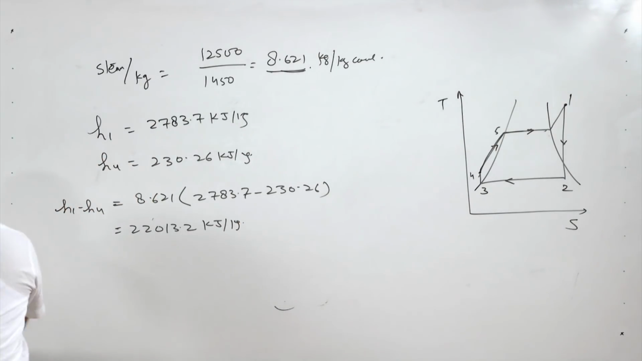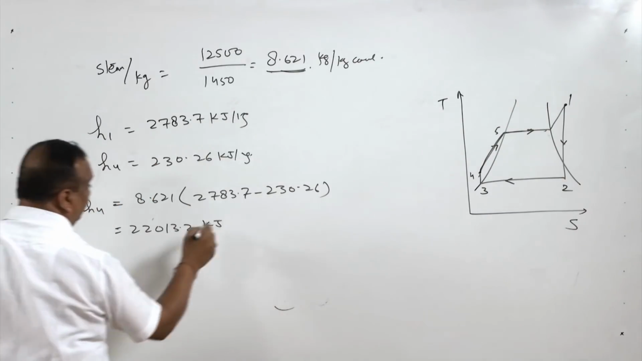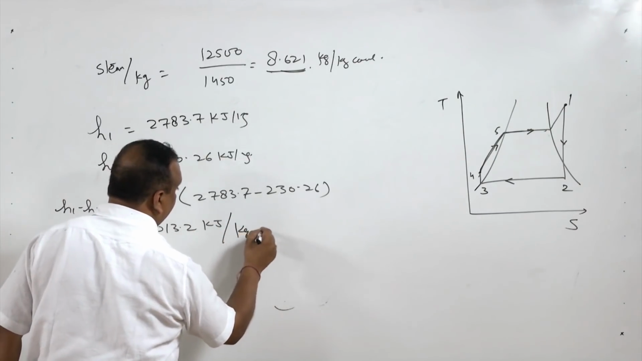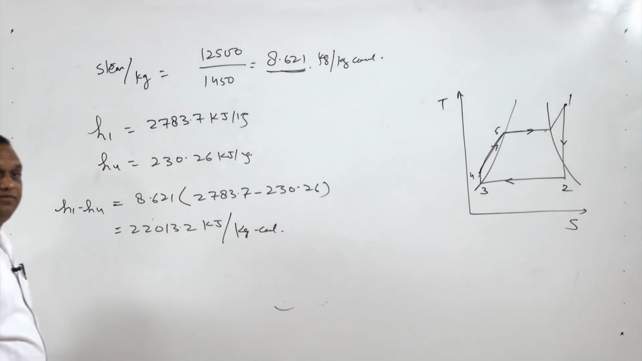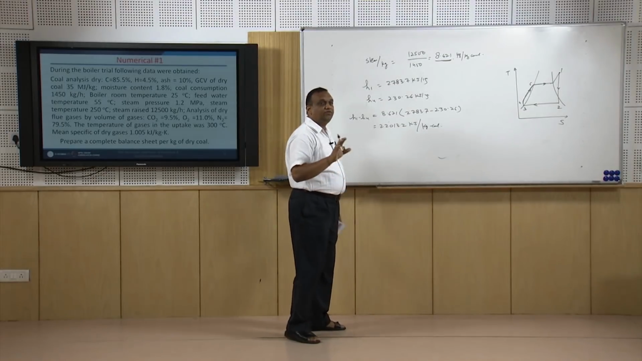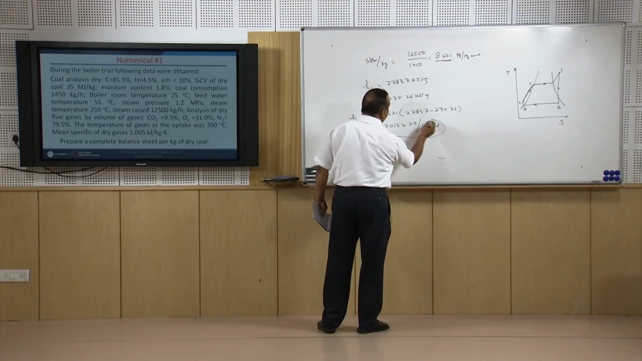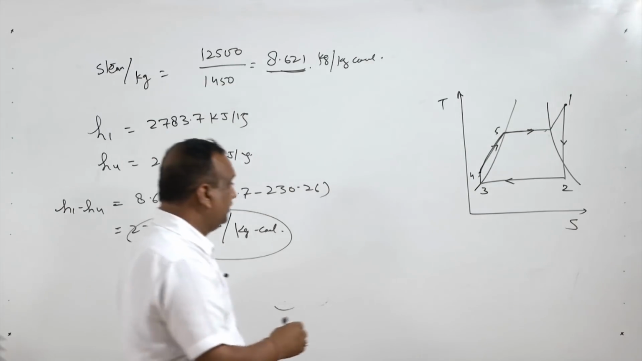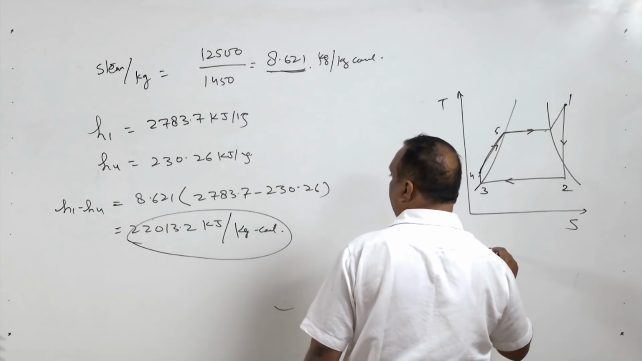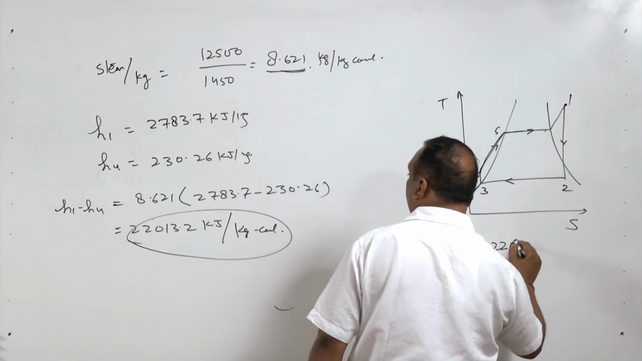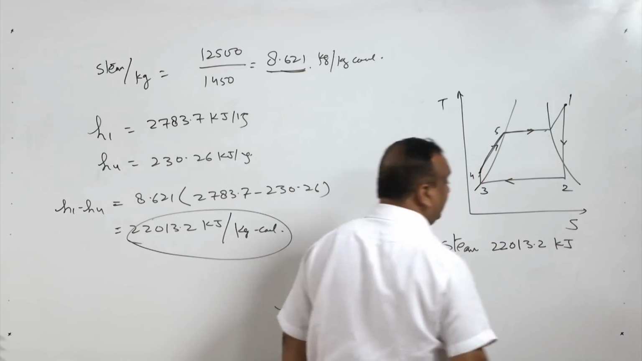Sorry, this is kilojoules per kg of coal, because per kg of coal this much steam is liberated. So whatever heating value 1 kg of coal has, this much heat is going to the steam. We can note it down somewhere: the steam is taking away 22013.2 kilojoules per kg of coal.